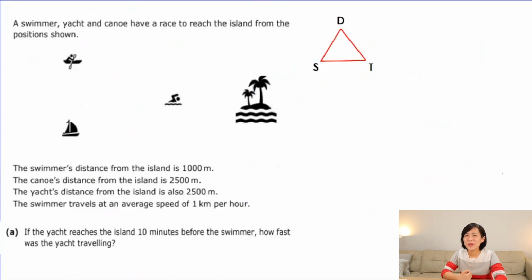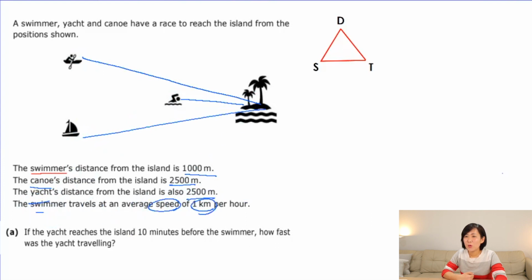Let's see. A swimmer, yacht, and canoe have a race to reach the island from the positions shown. Then the swimmer's distance from the island is 1,000 meters. Then the canoe's distance is 2,500 meters. So you've got a distance. Let's draw it. They've got a different distance. And the yacht is the same distance as the canoe. It's 2,500. Then the swimmer travels at an average speed of 1 kilometer per hour.